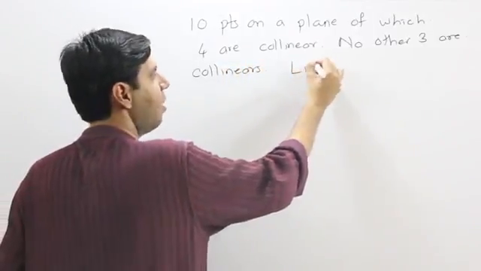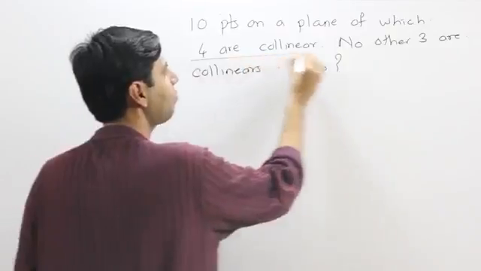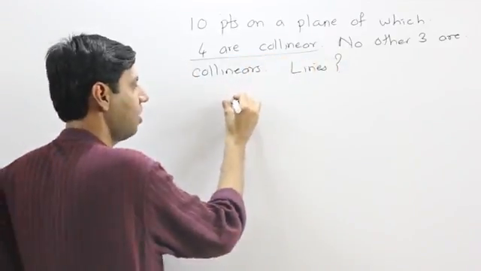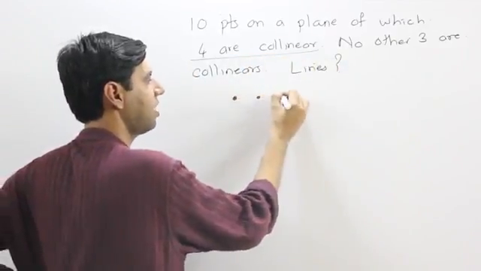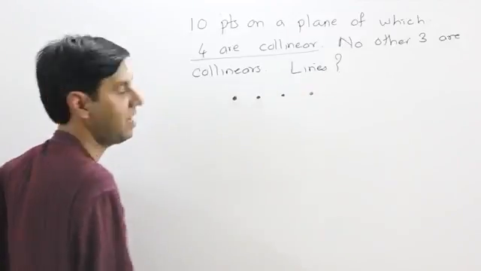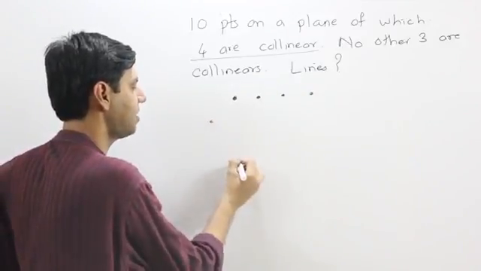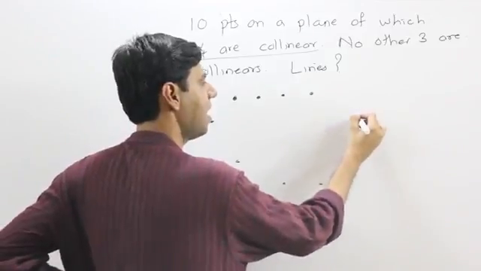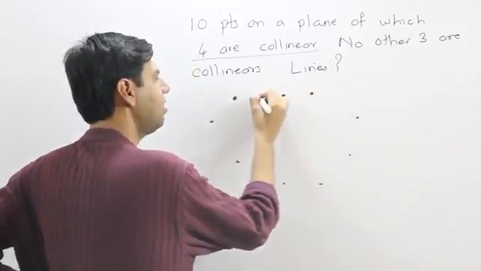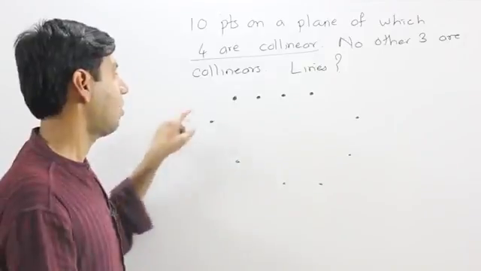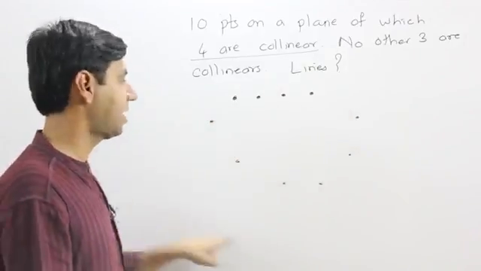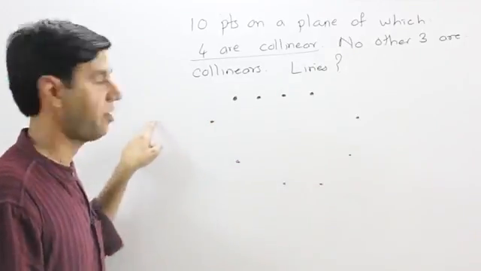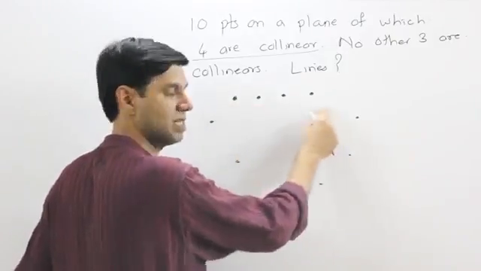So the question is the same. What is the difference here? Now there are some collinear points. So let the collinear points be 1, 2, 3, 4. 4 points are collinear, and there are 6 other points of which no 3 are collinear. 3, 4, 5, 6. Again, rather than do a piecemeal approach, one point from here could be connected with any of the remaining 6 points, but they cannot be connected amongst themselves.